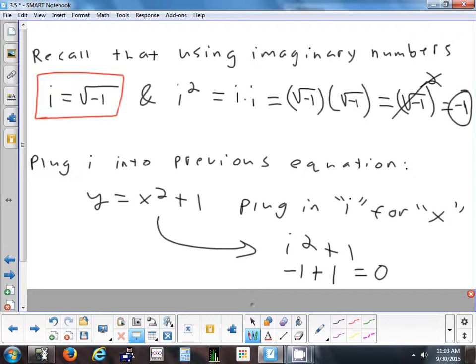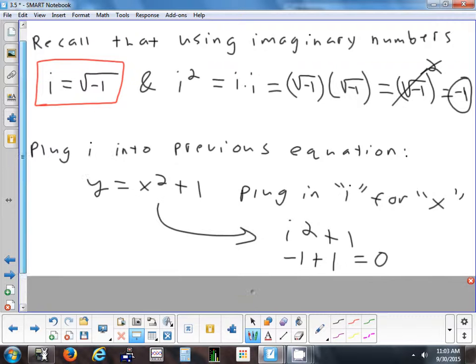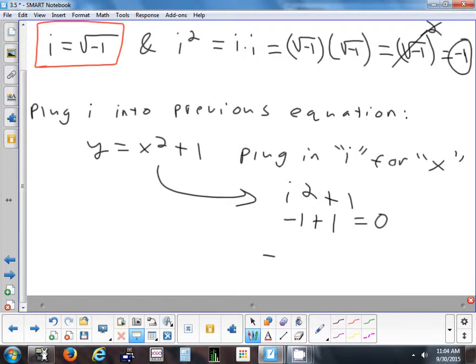One thing about imaginary roots is they always come in pairs. You will never have an odd number of complex roots. If there's one here, there's another one. Negative i would also work. If you plugged in negative i, you would have negative i squared plus 1.